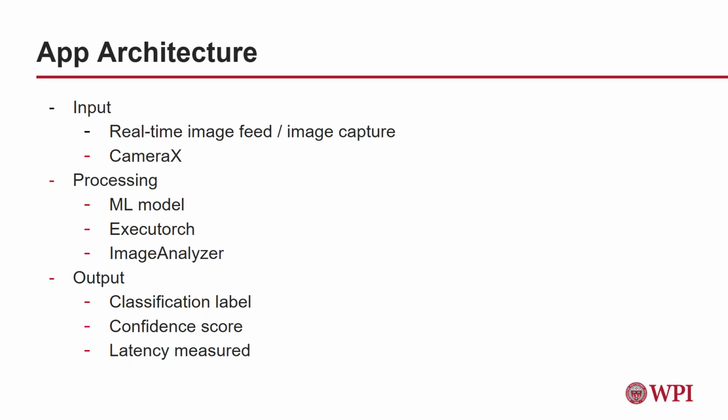For the app architecture, this app uses either real-time image or image capture as input, utilizing the CameraX library. Then it uses executors to run the machine learning model on the image input. For real-time image mode, it is achieved by using the image analyzer extension, binding it to the image feed. And finally, the output is displayed in text format on screen, including classification label, confidence score, and latency.